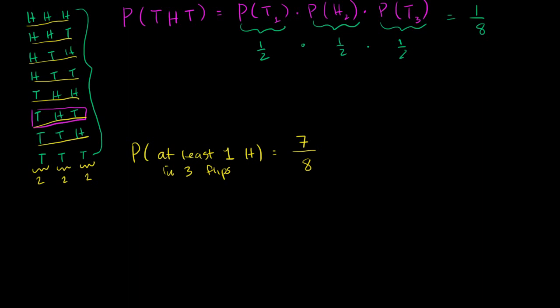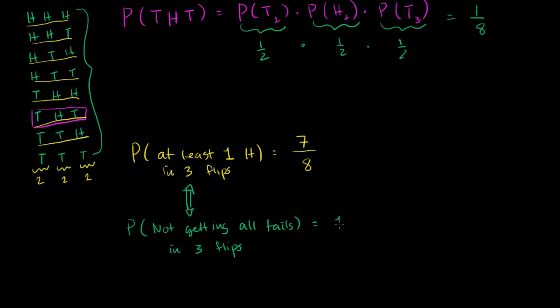One way to think about it is the probability of at least one head in 3 flips is the same thing as the probability of not getting all tails. If we got all tails, then we don't have at least one head. So these two things are equivalent. The probability of getting at least one head in 3 flips is the same thing as the probability of not getting all tails in 3 flips.